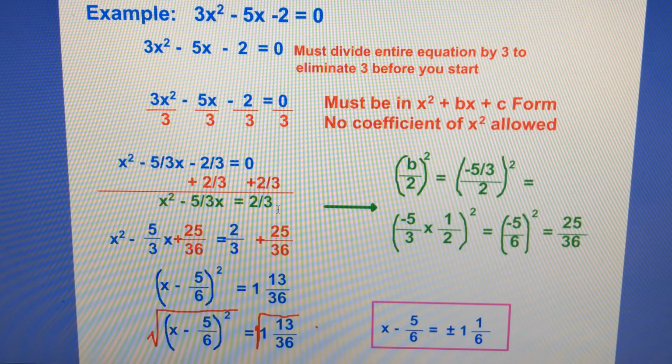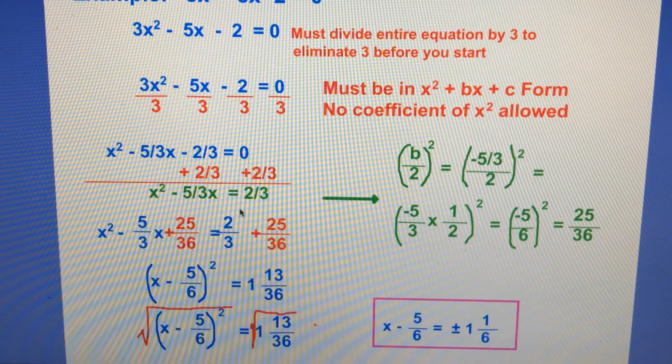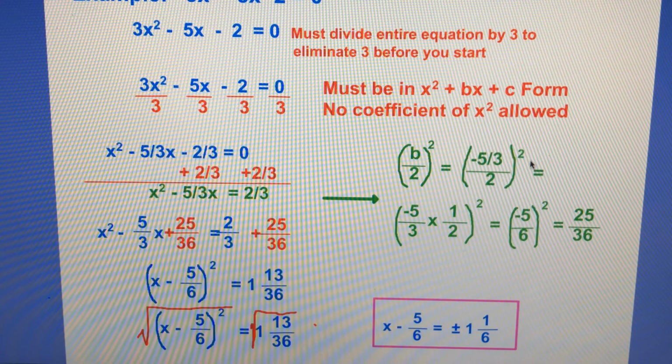Now I can create my perfect square. Negative 5/3 is my b value. So I take negative 5/3. Do you see where I am? Follow me over here where the green is. I take my negative 5/3 divided by 2 and I square it.